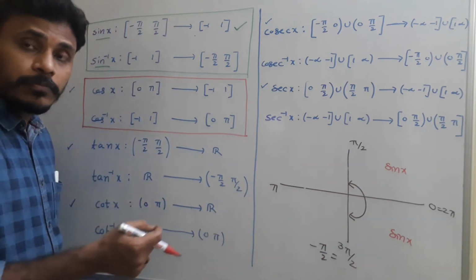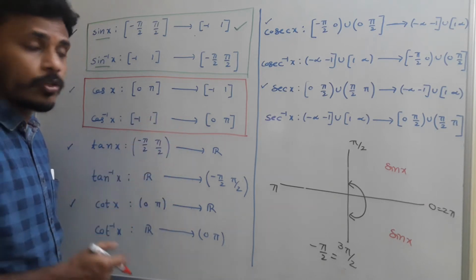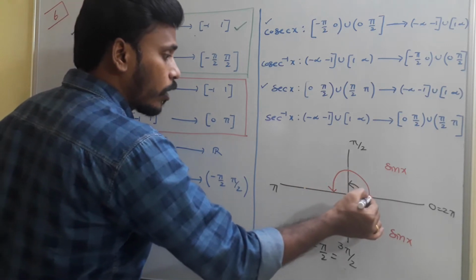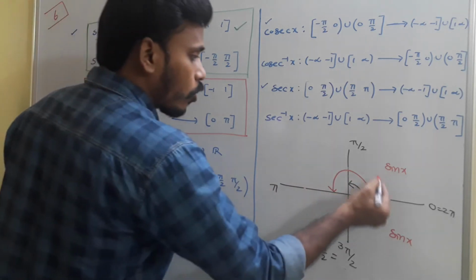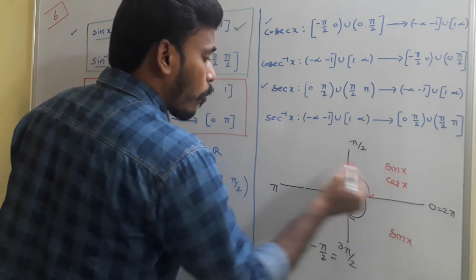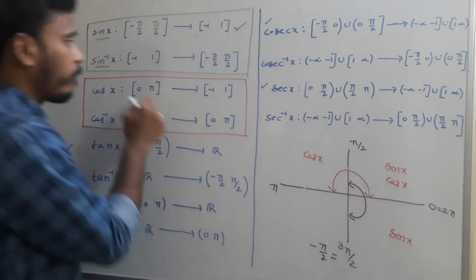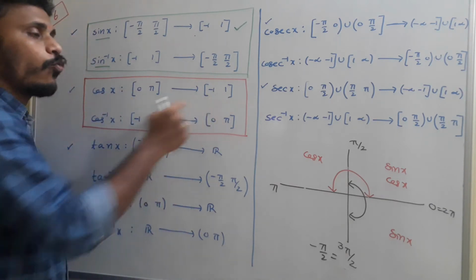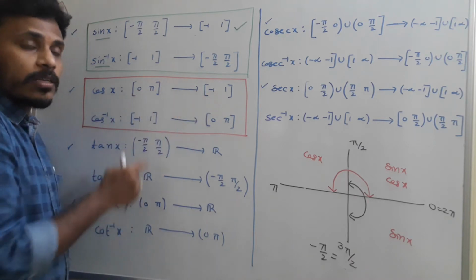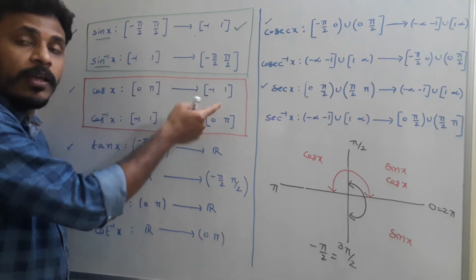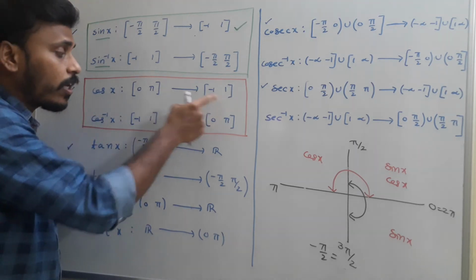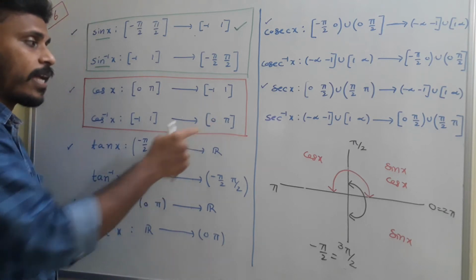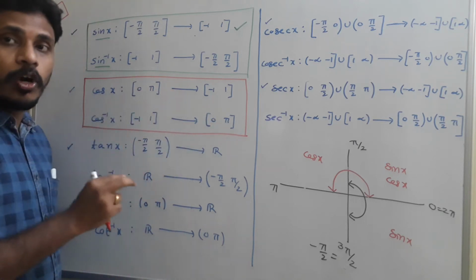Since we need one positive and one negative quadrant together, we consider the first and second quadrants together for the domain of cos x. So the domain of cos x is from 0 to pi, and the range is all the values from minus 1 to 1. Since the domain and range of cos x are 0 to pi and minus 1 to 1, for cos inverse x this range will become the domain, minus 1 to 1, and this domain will become the range, 0 to pi. This is about the cos function.